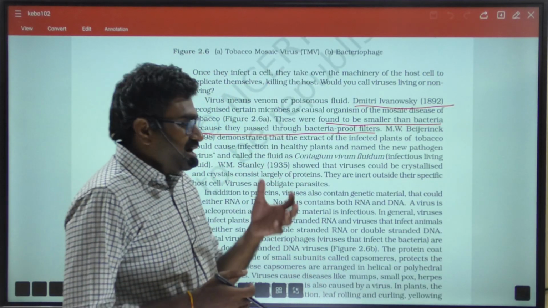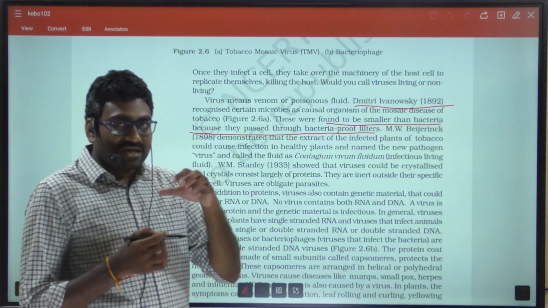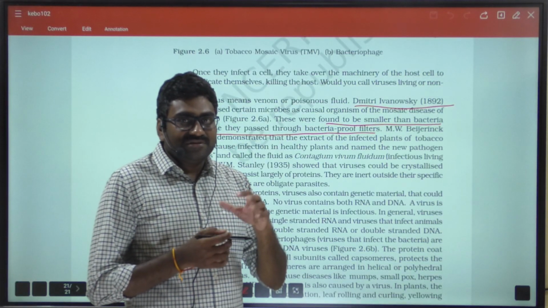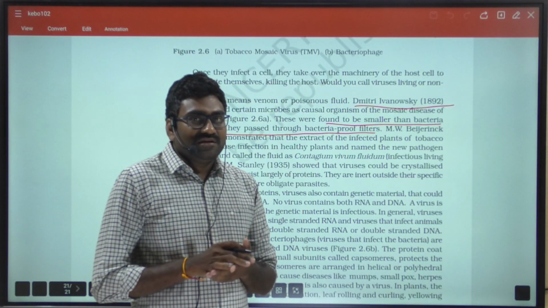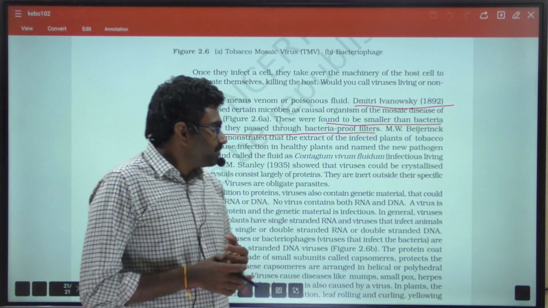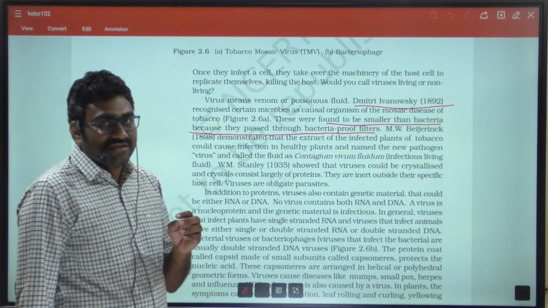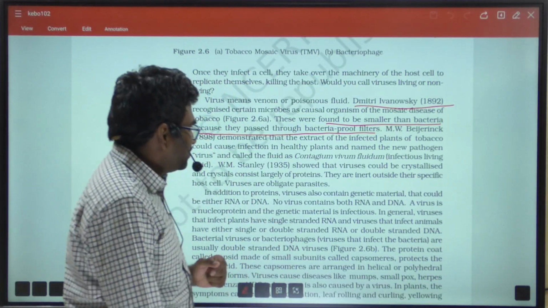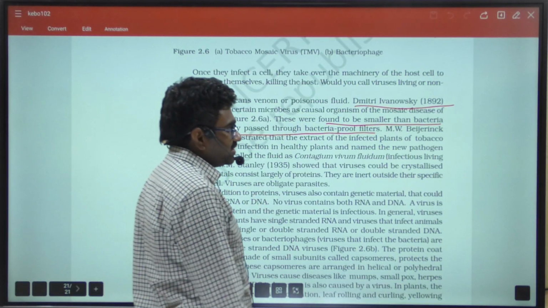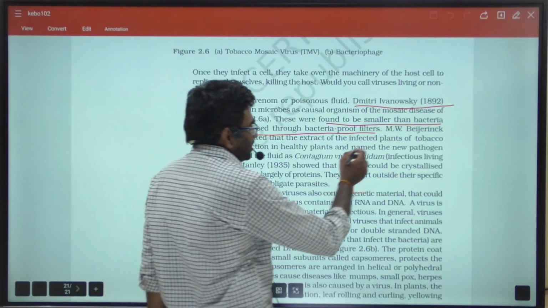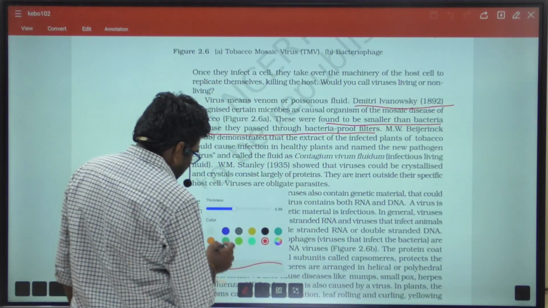That means after filtration, he used the sap, and that sap was injected into the tobacco plant. Again, he observed some symptoms, right? So he concluded that some filterable agent is responsible for the tobacco mosaic disease. Later on, another scientist came into the scenario, that is Martinus W.